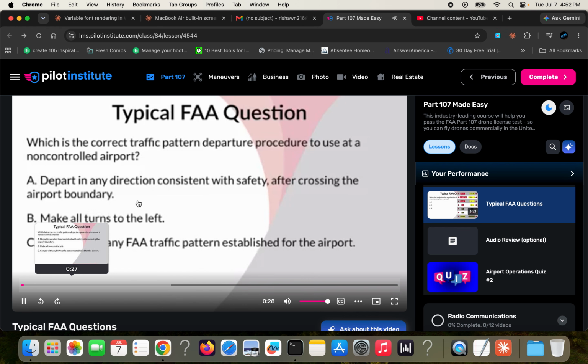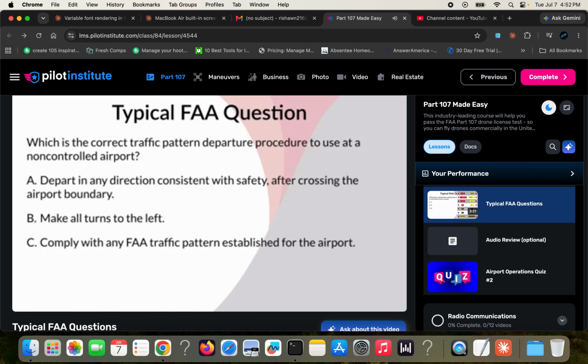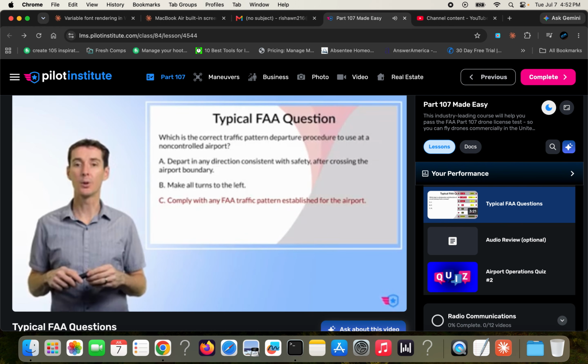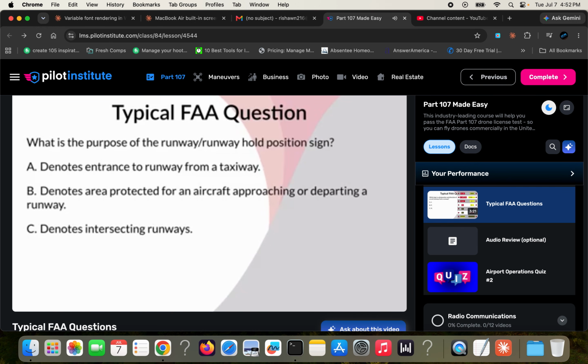What is the correct traffic pattern departure procedure to use at a non-controlled airport? Non-controlled airport means that there is no control tower, which means that you're going to be basically complying with the traffic pattern that is established at that airport. And as you saw in the chart supplement, this is where we get our information. That's what you would look at.